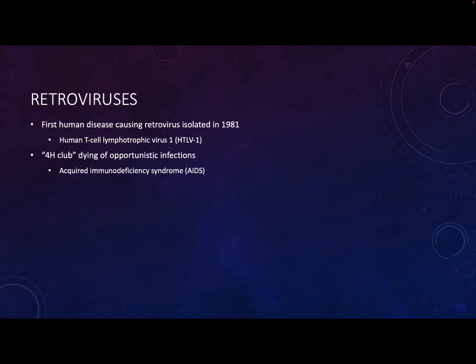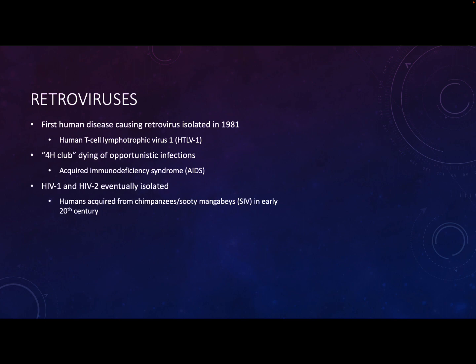And what they ended up calling it, they didn't know what it was, but they knew it was in these people, and they called it acquired immunodeficiency syndrome. These people had otherwise been healthy, and then all of a sudden they had no immune response anymore. They had no immune system. So it was an acquired immunodeficiency syndrome.